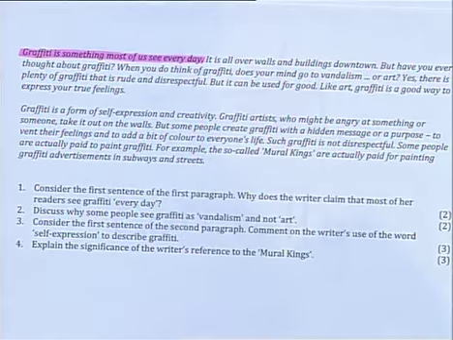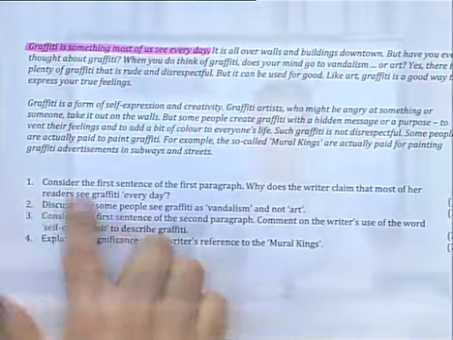So graffiti is something most of us see every day. That's the first sentence of the first paragraph. Now here comes the question. Why does the writer claim that most of her readers see graffiti every day? Okay, why does the writer claim that most of her readers see graffiti every day? Now, you're being asked to consider the first sentence of the first paragraph, but your answer is not just going to be in that first sentence.